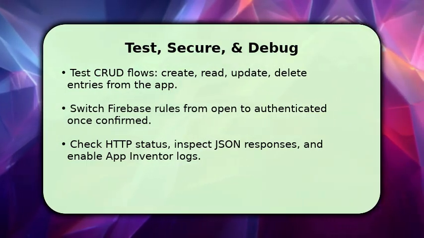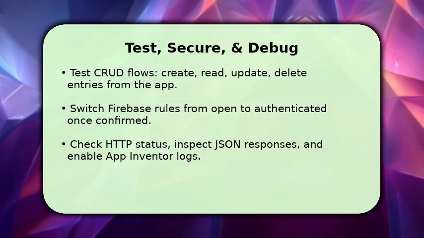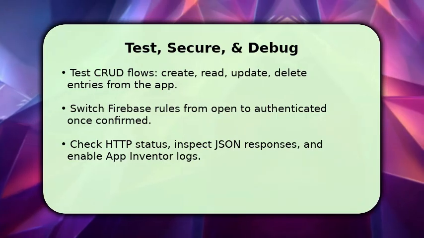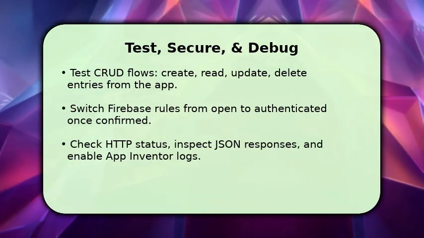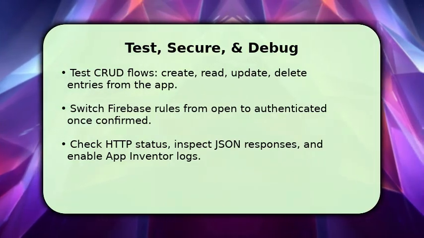If things go wrong, check the web component's status code and response text. Common issues are wrong URLs, missing JSON, or bad auth. If you still see errors, log the exact request and response to isolate the mismatch quickly.